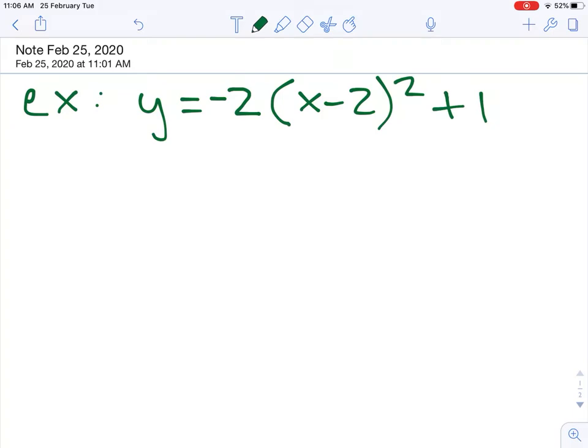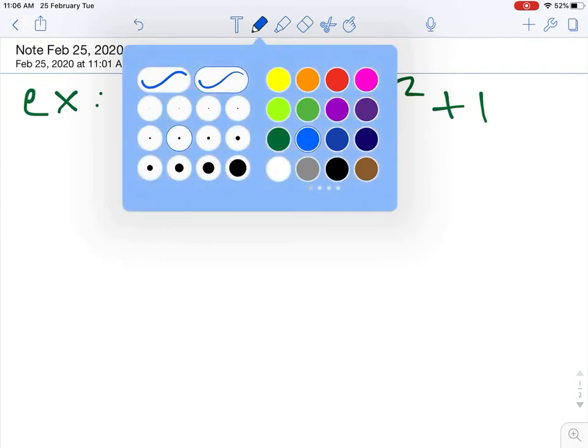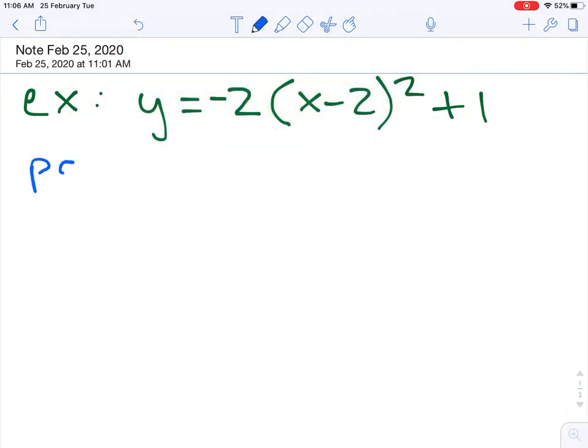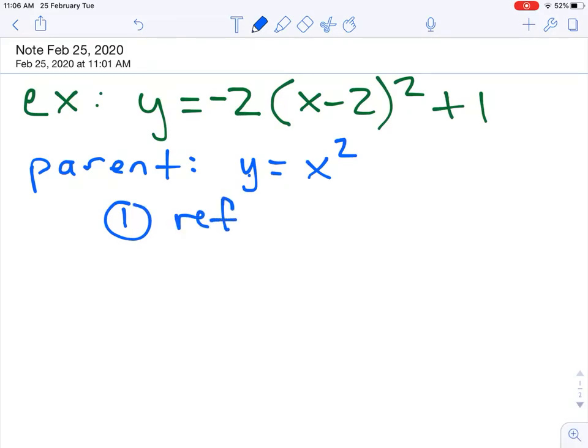So here, let's first identify the parent graph. The parent graph is just the parabola. And now we'll go through those three types of transformations. First, we look for any reflections. So here we have a reflection over the x-axis, since we have a negative in front of the square.